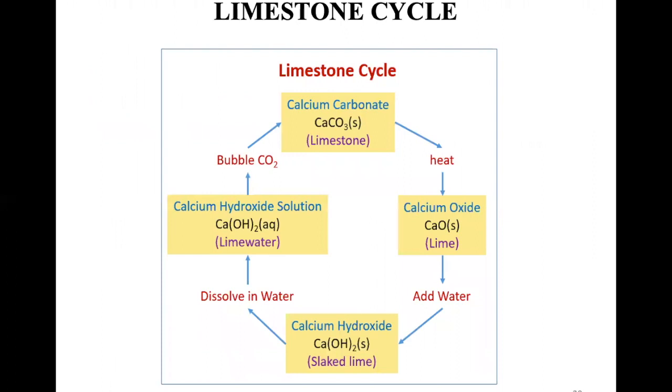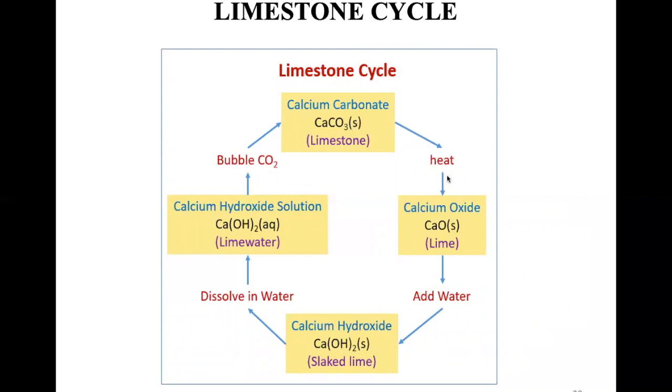So let us understand this with the help of a limestone cycle. It is not given in your textbook in the form of a limestone cycle, but if you understand it this way, it will become very easy for you to learn. Let us understand what limestone is. The chemical formula of limestone is calcium carbonate.